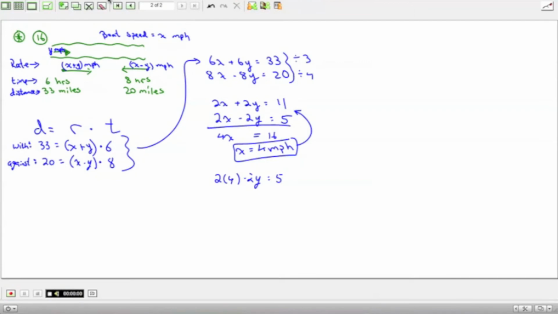2 times 4 is 8. Subtract it across and you get negative 3. So you get negative 2y is equal to negative 3. Therefore, y is equal to 3 halves, better known as 1.5 what? Miles per hour. So this is your boat speed, or canoe. And this is the river speed, or the current speed.